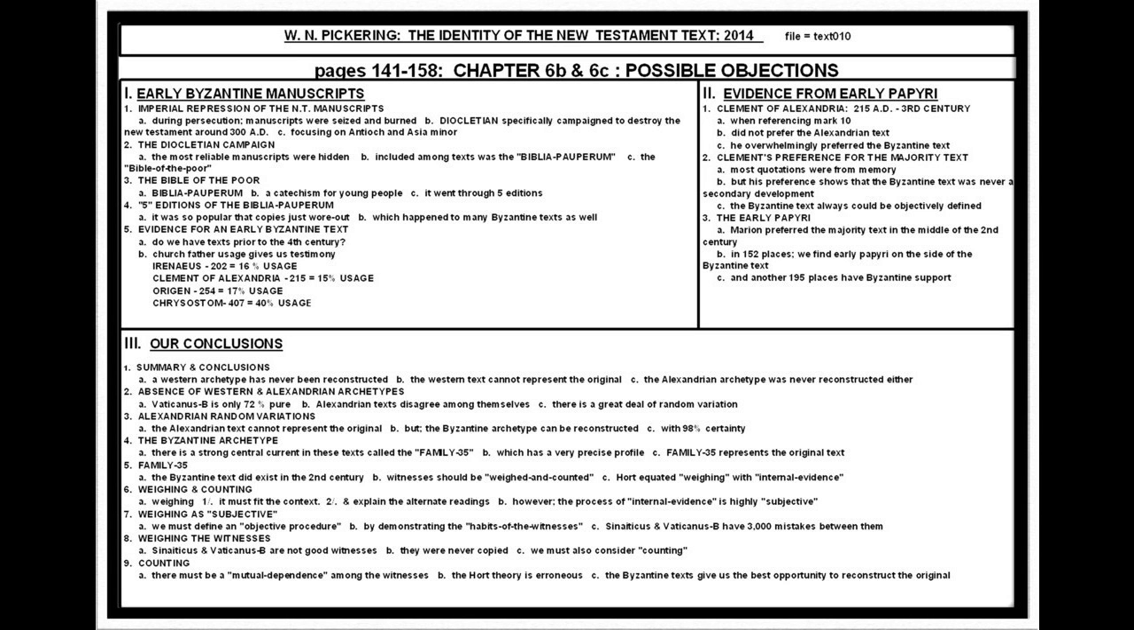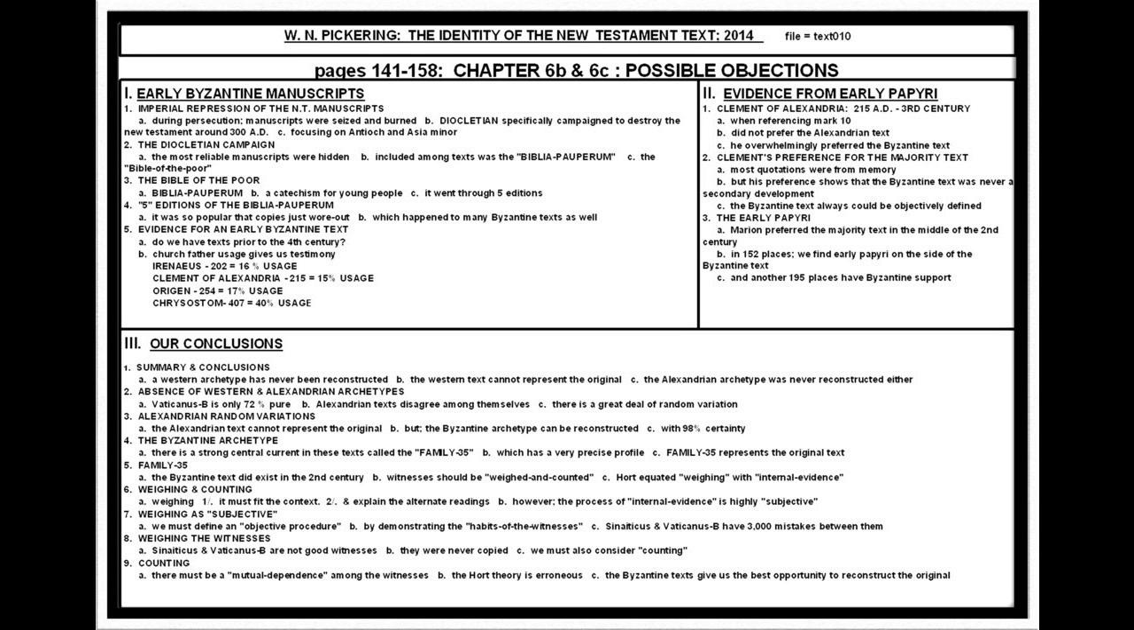Witnesses should be weighed and counted. Hort equated weighing with internal evidence, meaning it must fit the context and it must explain the alternate readings. However, the process of internal evidence is highly, highly subjective. Weighing as subjective, Pickering says we must define an objective procedure by demonstrating the habits of the witnesses.